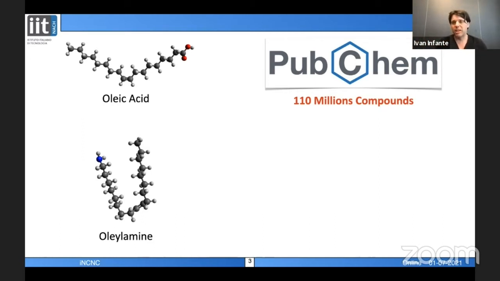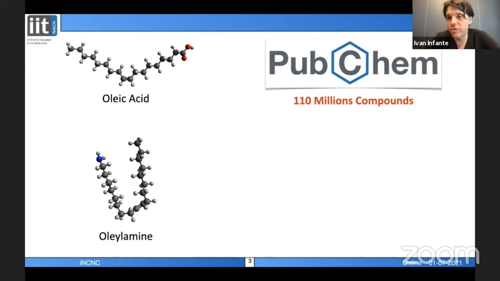We started with this, but then it became very clear that it was not manageable. We also noticed that many of these structures, already from a chemist's intuitive point of view, were not very good. So we decided, okay, let's switch back to the PubChem database.